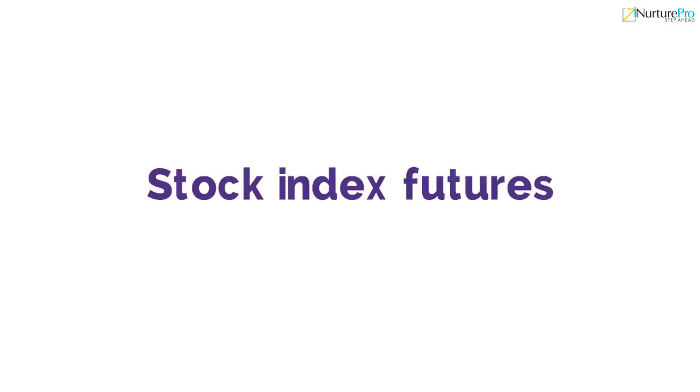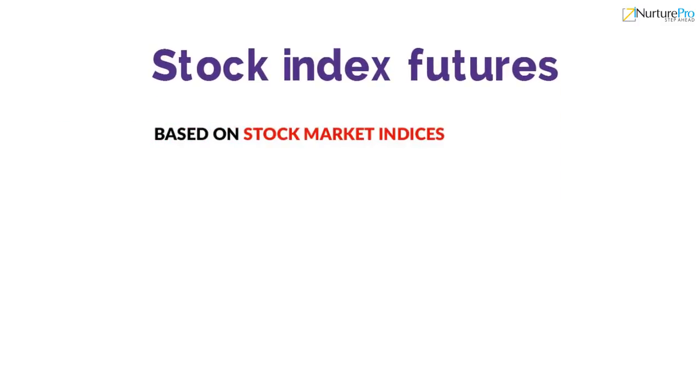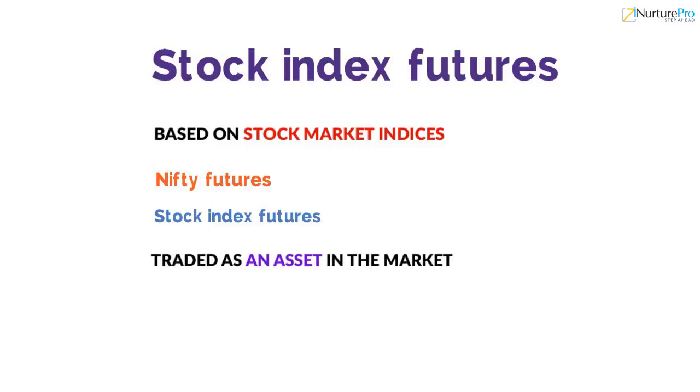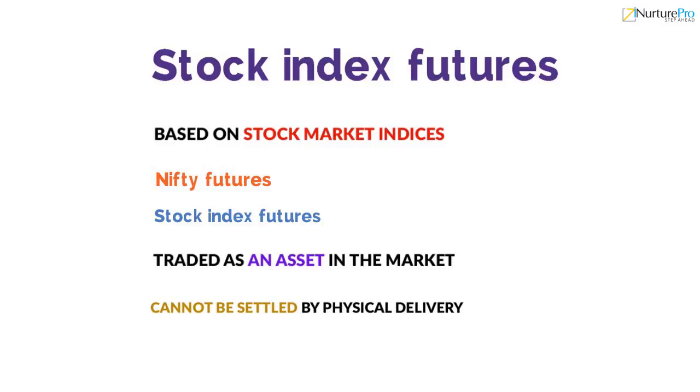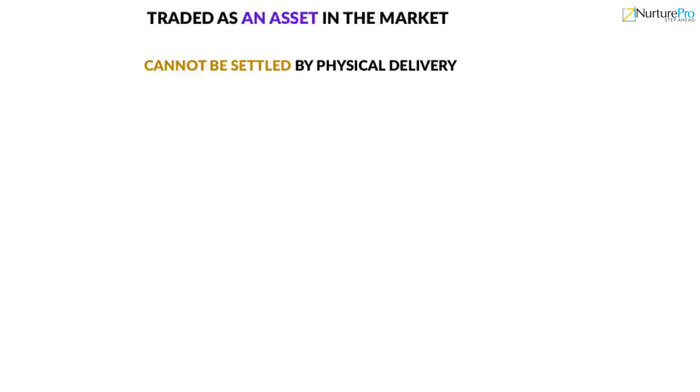Stock index futures are based on stock market indices. For example, the S&P CNX Nifty is popularly called the Nifty futures. The stock index futures are traded as an asset in the market and they cannot be settled by physical delivery. Such futures are always cash settled.